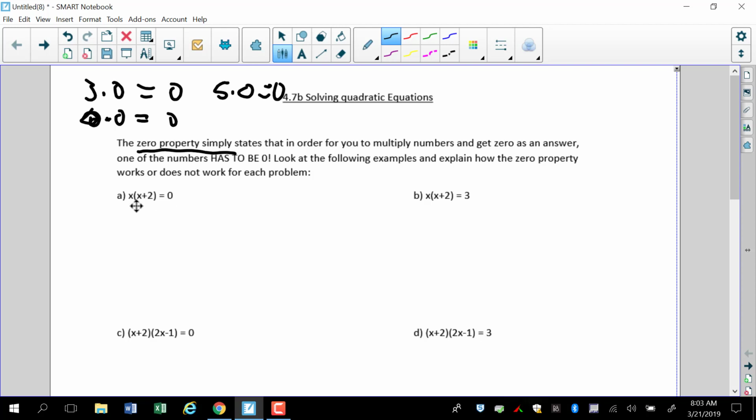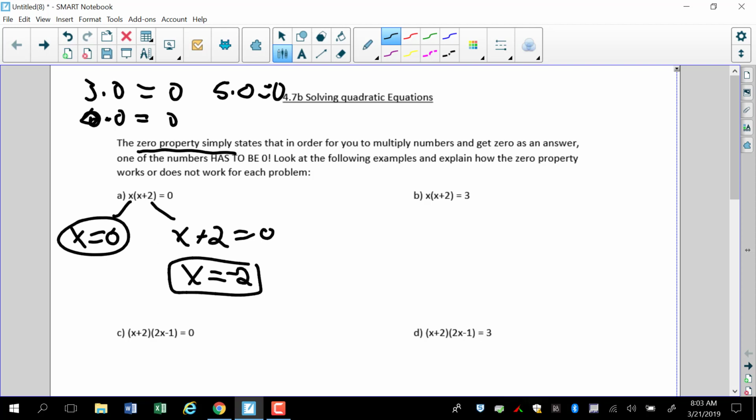So if you take a look at a problem like this, what this tells you is that either the x is 0 or the x plus 2 is 0. So either we have x is 0 or x equals -2. That same process does not work to give us 3, because we could do 1 times 3 to give us 3, but there are other numbers that will work to give us 3. So it doesn't necessarily mean that one of these will give us a 3.